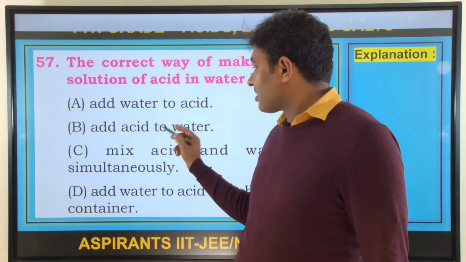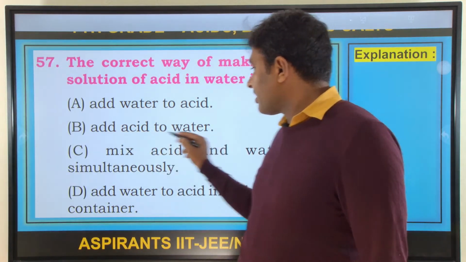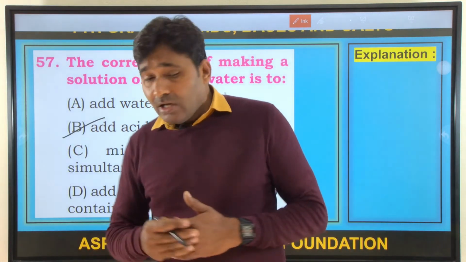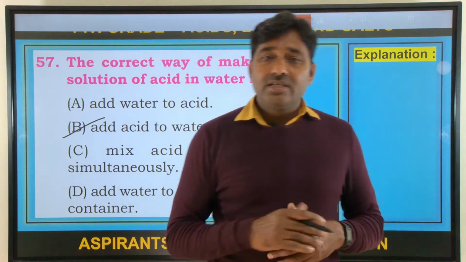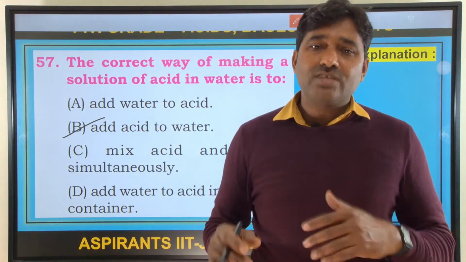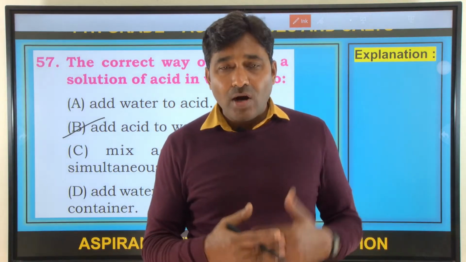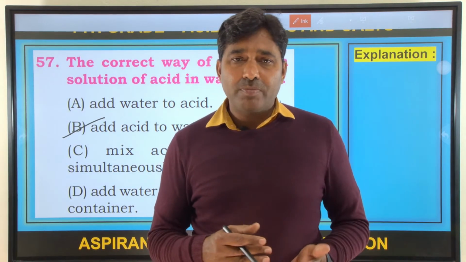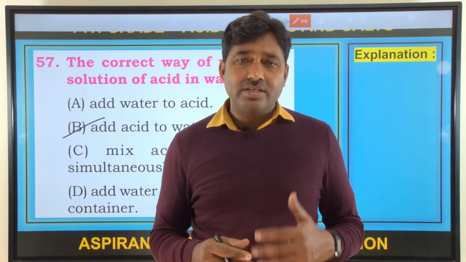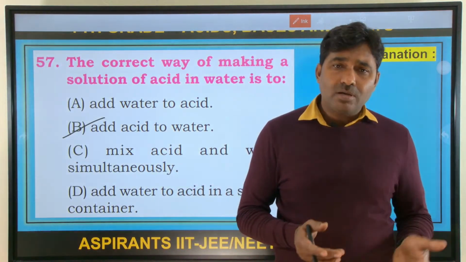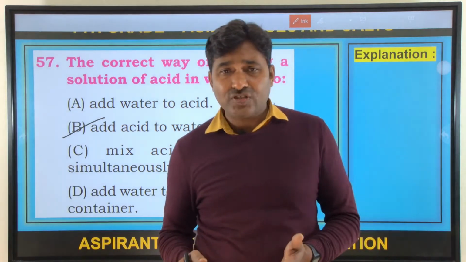So which one is correct? Adding acid to water is the correct option. Why? Because dilution of acids is an exothermic process, highly exothermic in nature. When we mix acid and water, it is a highly exothermic process. An enormous amount of heat energy is liberated in a fraction of a second.